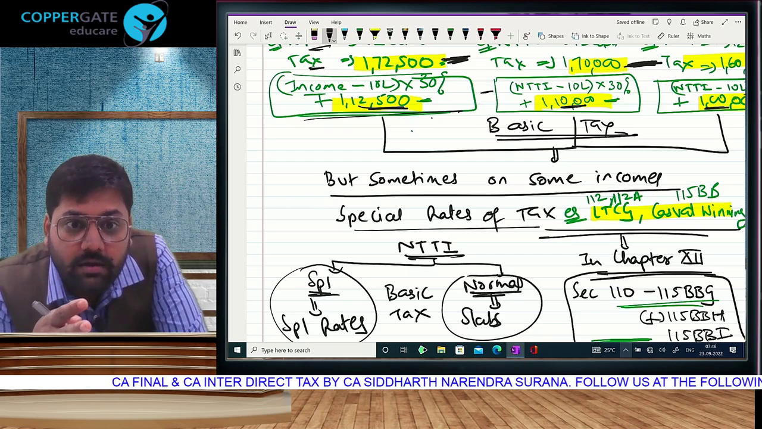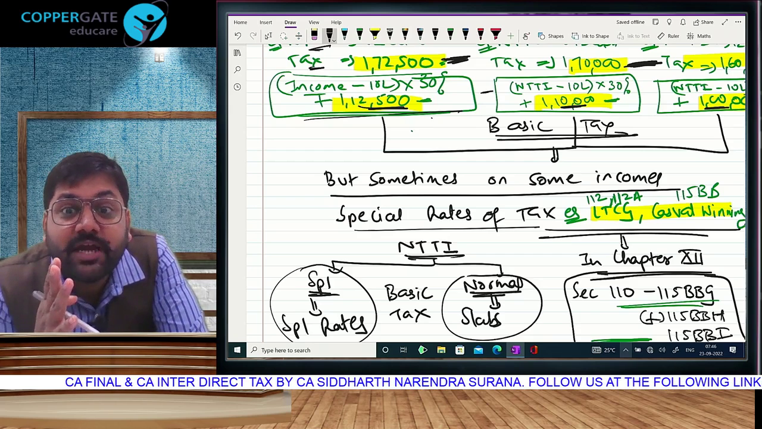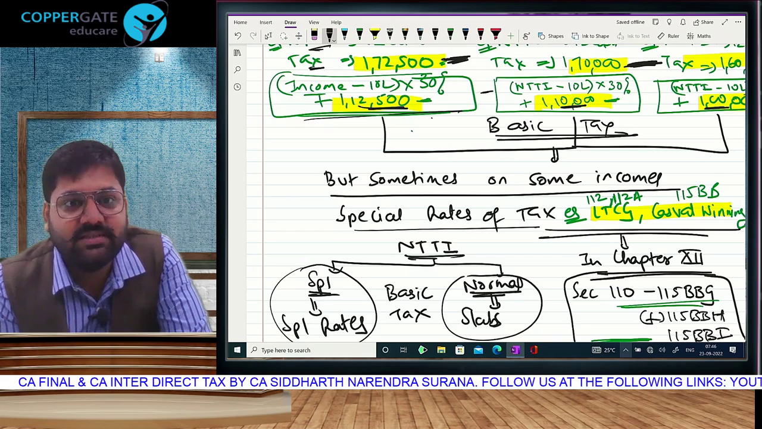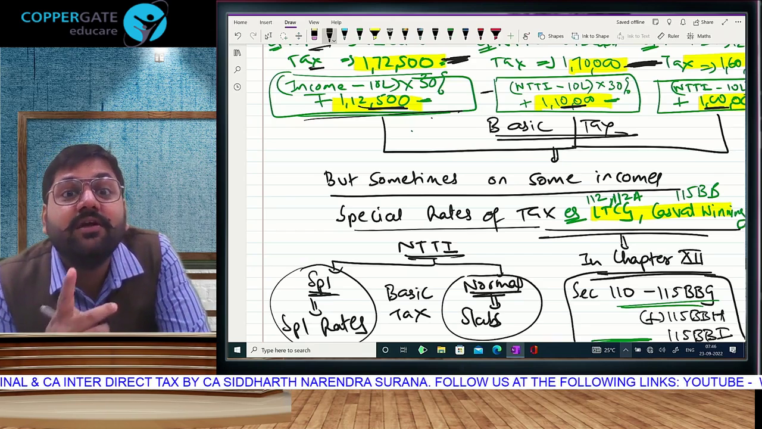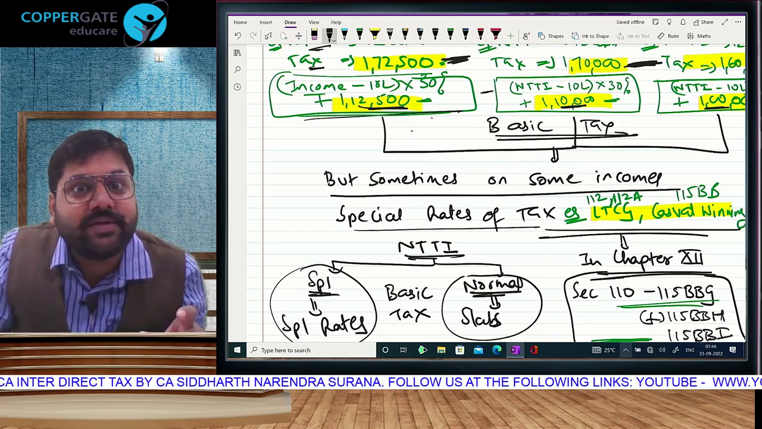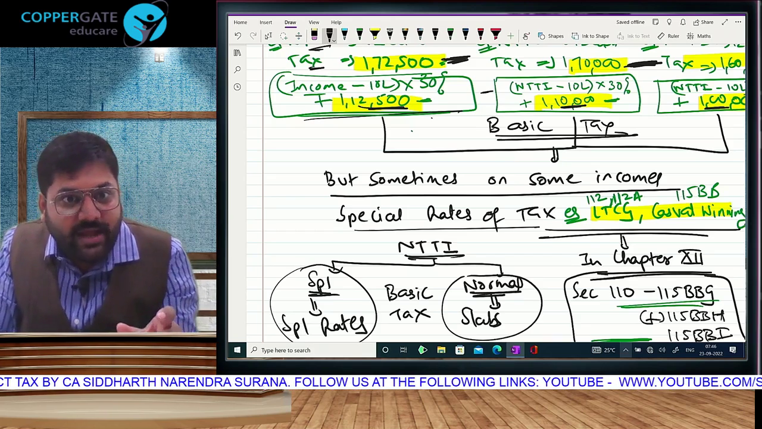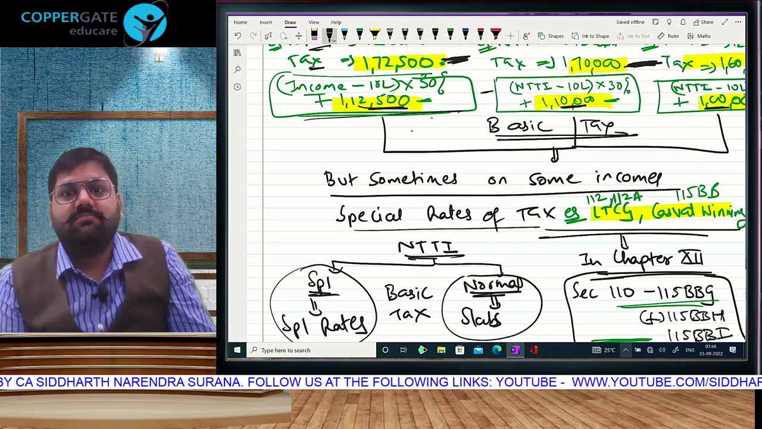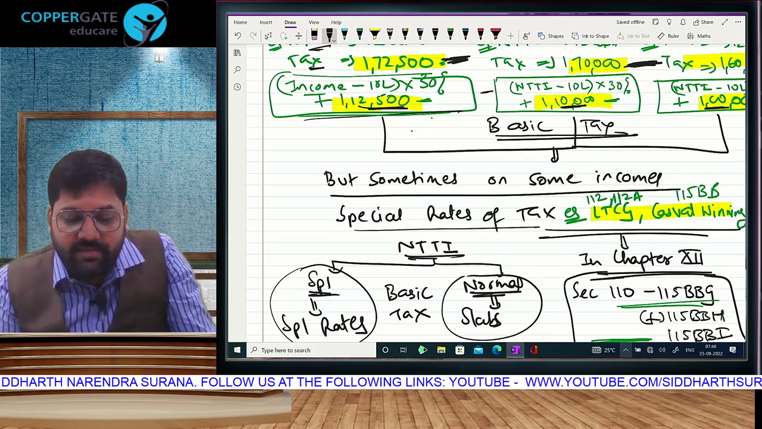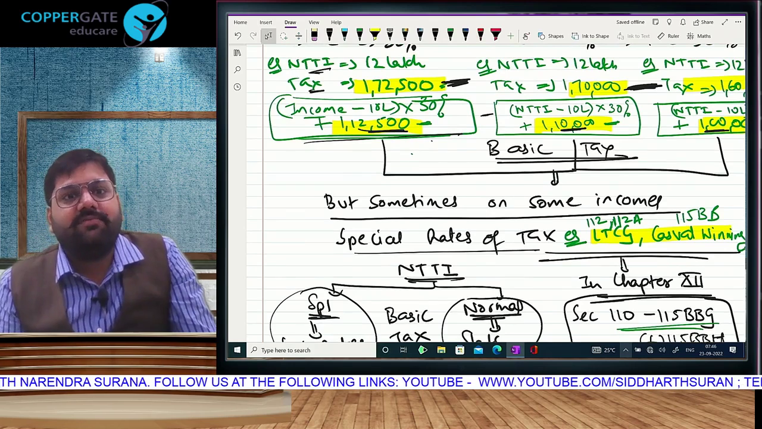No. Because you don't have to check the tax. You have to check the income. Rebate you get from tax, but check the income. Income is more than 5 lakhs. Can you see that?